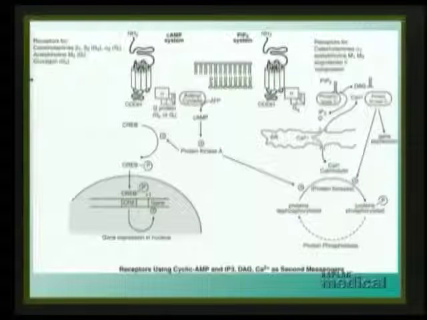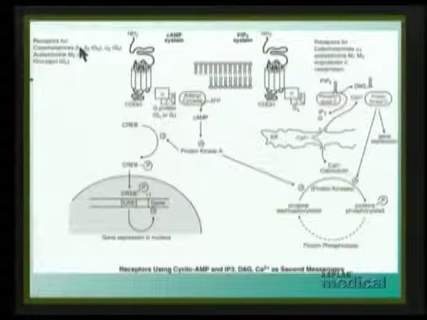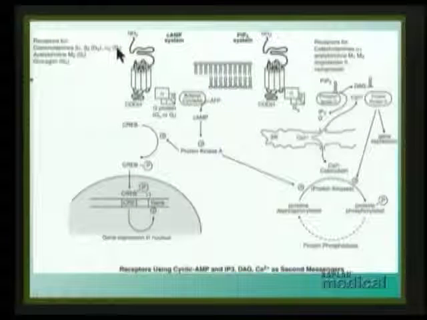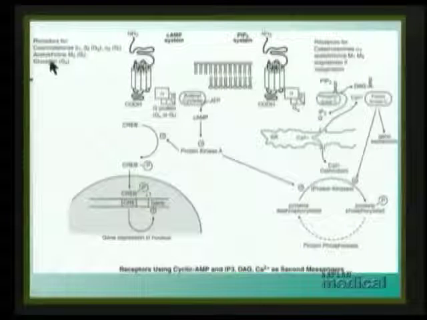Now, what examples involve the cyclic AMP system? Well, the cyclic AMP system involves, for instance, catecholamines with all beta receptors, which are GS coupled, alpha-2 receptors, which are GI coupled, but also M2 receptors to acetylcholine, which are GI coupled, and certainly for your physio and biochem, glucagon receptors, which are GS coupled.